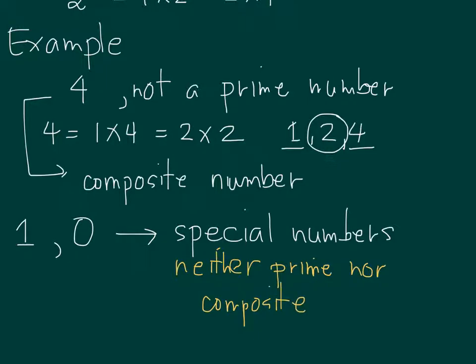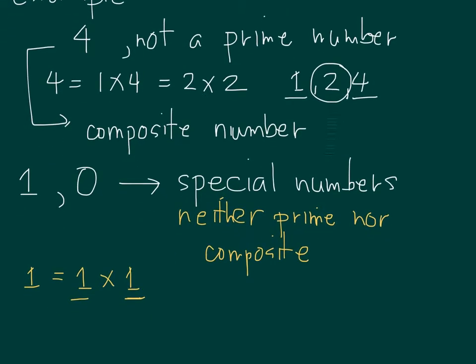Now, if we go back to the idea of prime numbers, the only factors of a prime number are itself and 1. But in the case of 1, it's 1 times 1. So we might say 1 and itself, but 1 and itself is just one number. We need to have two different factors, 1 and itself, but not the same factor. So 1 will not qualify as a prime number.